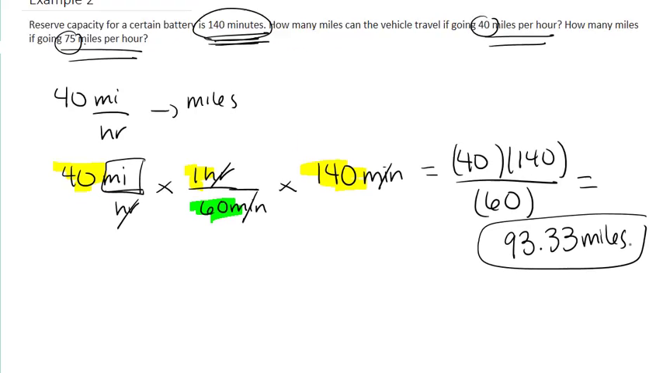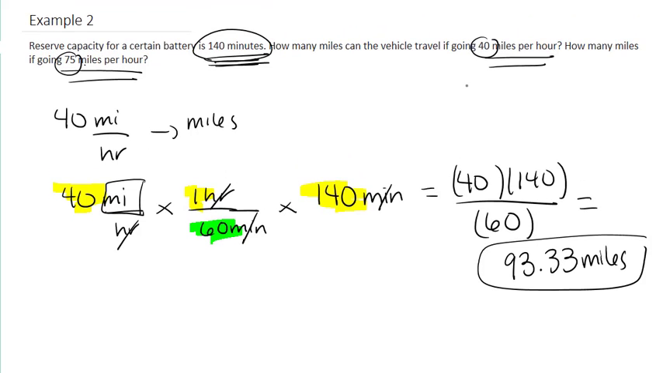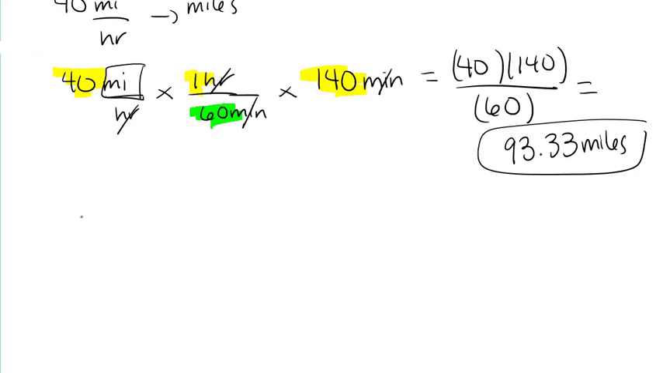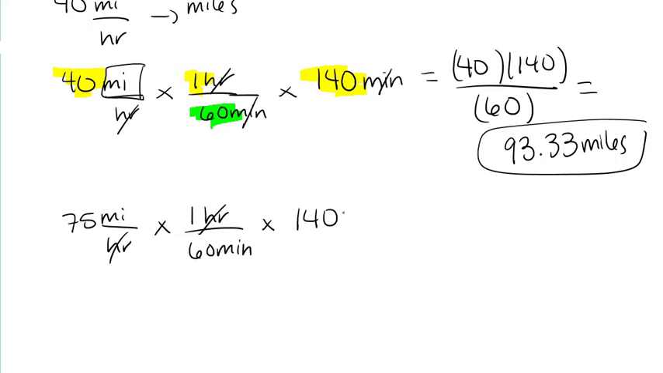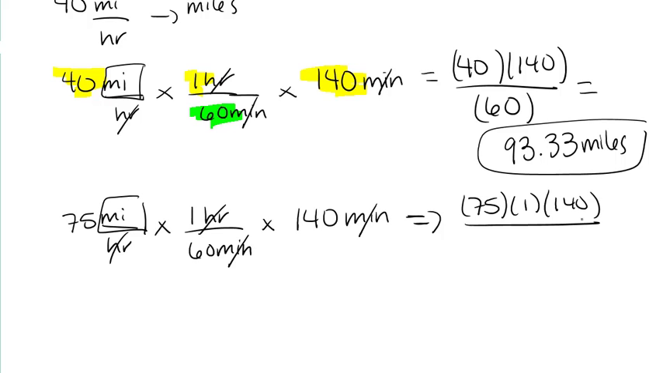Next, we need to do the same exact thing, but with 75 miles per hour. Then we're going to multiply it by 1 hour over 60 minutes. This gets rid of the hours. Then we multiply it by 140 minutes. This gets rid of minutes, and we're left with just miles, which is exactly what we want.